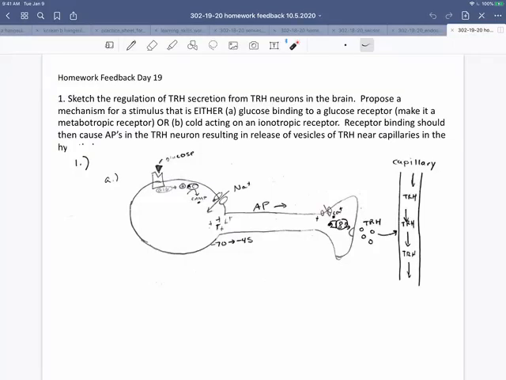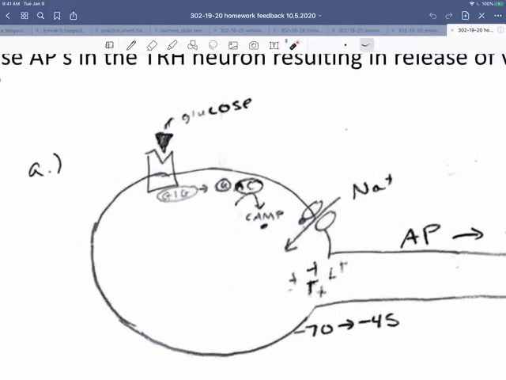First question was to show the regulation of TRH secretion from TRH neurons. So here's a TRH neuron in the brain. And I wanted a mechanism that is either glucose binding to a glucose receptor, a metabotropic receptor here, and that's what this one shows. Glucose binding to its receptor, metabotropic, which means it's acting through a second messenger. There's the G protein activating adenylate cyclase, giving us cyclic AMP.